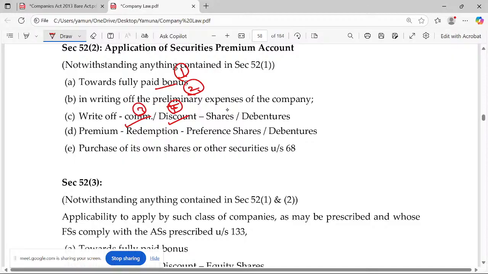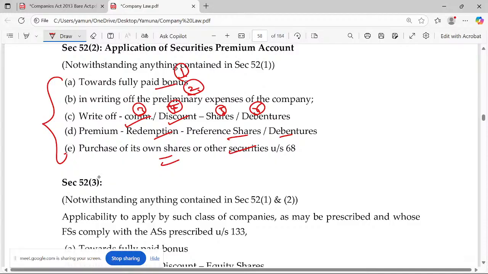Probably commission for shares, commission for debentures. Discount for shares, it will look like 5 and 6 points. It will look like as if you're writing so many points. No, make it simple. Okay. Redemption for preference shares, debentures, purchase of its own shares or other securities. So just make it simple, 5 points.